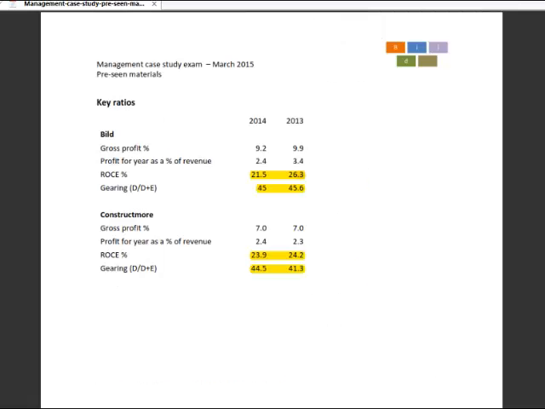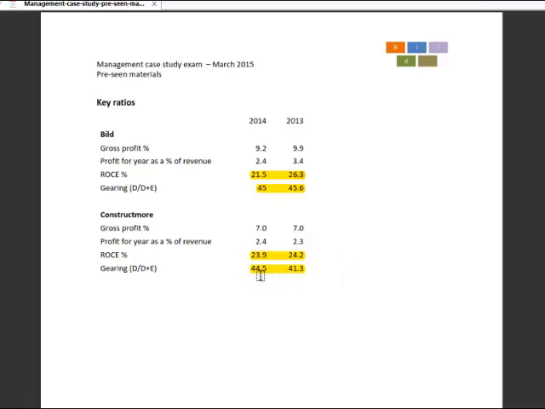We have some key ratios. These need to be checked. If they're correct, the return on capital employed for Build has fallen quite significantly to 4%. The gearing is constant. If we look at the gross profit of Constructmore, it's pretty low. Net profit is the same. Return on capital employed, very similar. And gearing. Gearing appears to be the same, 44 to 45, but I think we need to check this.